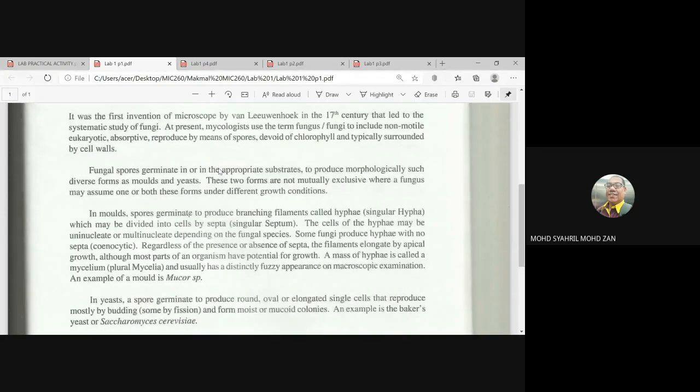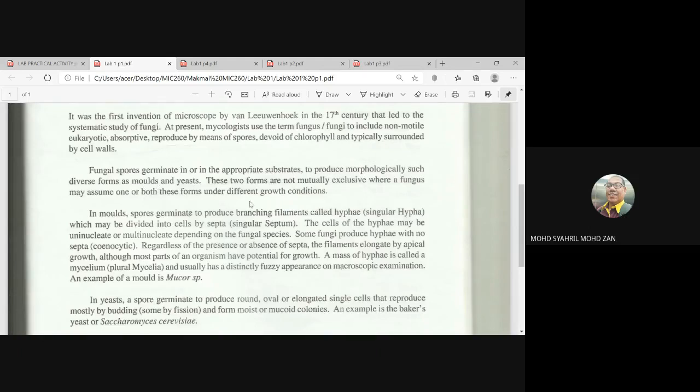So what's different fungi? Fungi have a spore. Okay. Most fungi have a spore. Okay. But different with the bacteria. Okay. So this spore will germinate in appropriate substrates. Okay, germinate adalah bercambah. To produce morphological such diverse form as molds and yeast. Okay, so kita ada fungi. Fungi mostly adalah mold dan juga yeast.